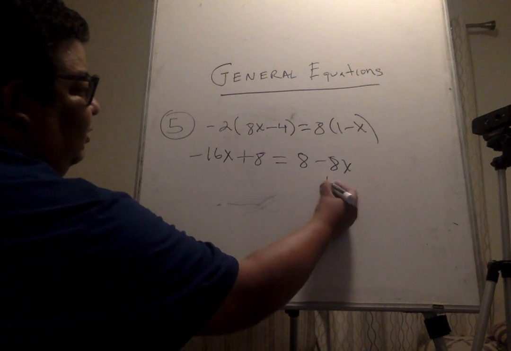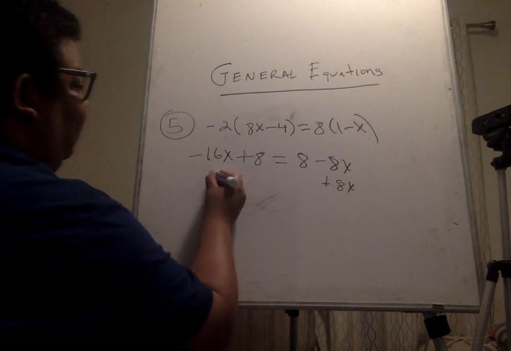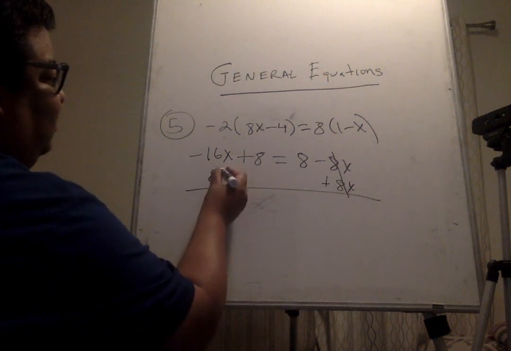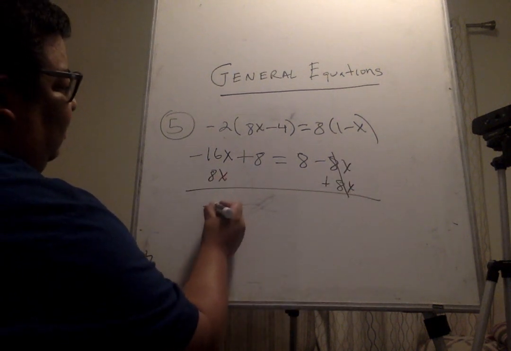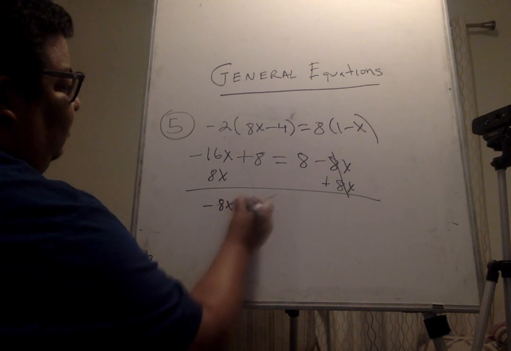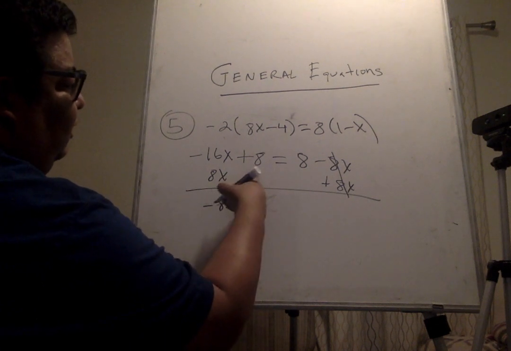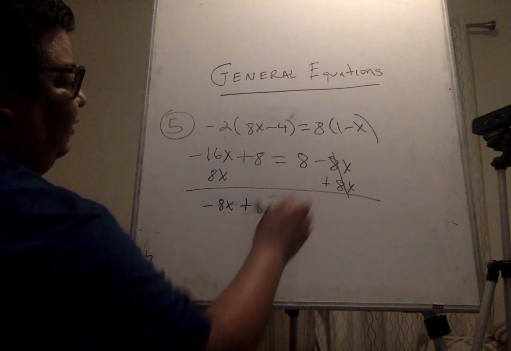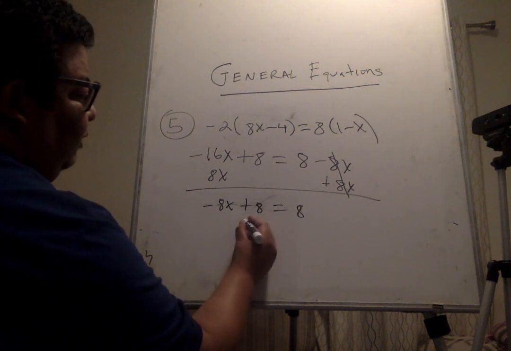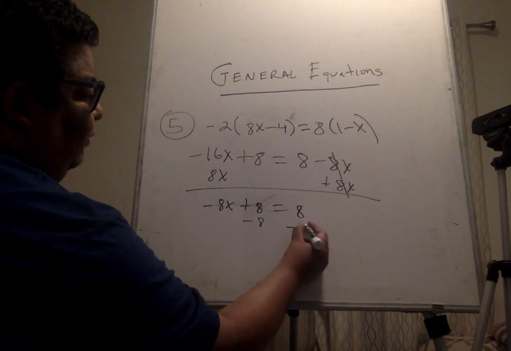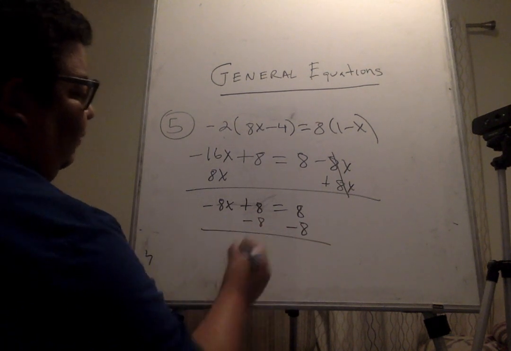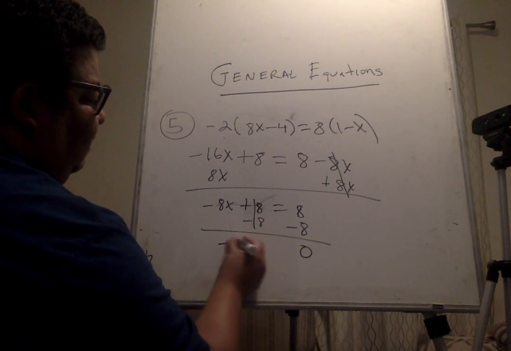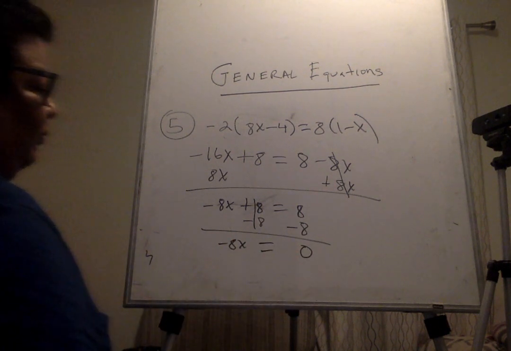Let's move the 8x to the other side. 8x, this cancels. Negative 16x plus 8x would be negative 8x, plus 8 here, equals 8 on the right side. That's the only thing left on the right side. Then we do negative 8, this cancels. 8 minus 8 is 0. So we have negative 8x equals 0.